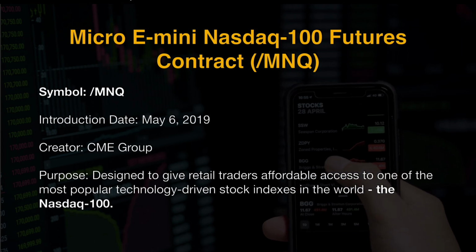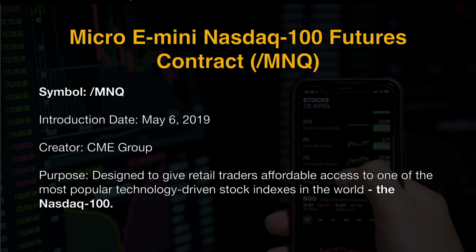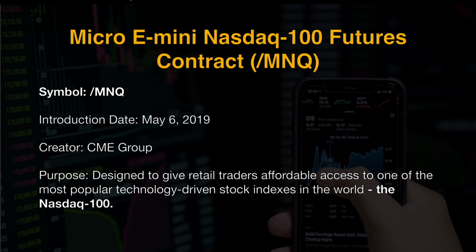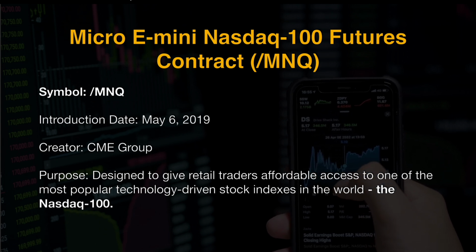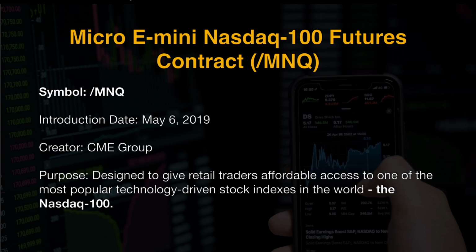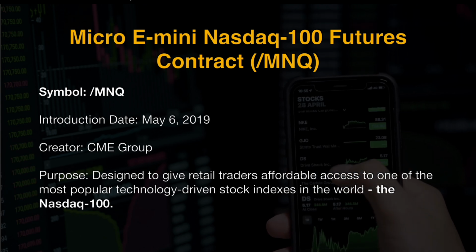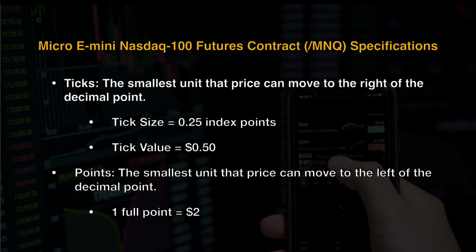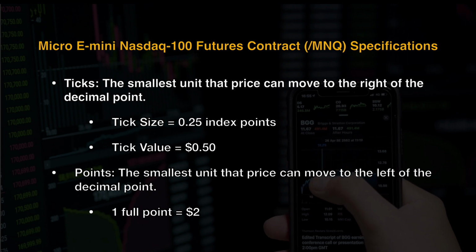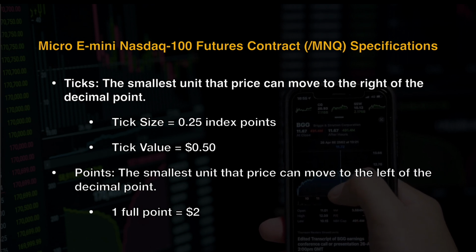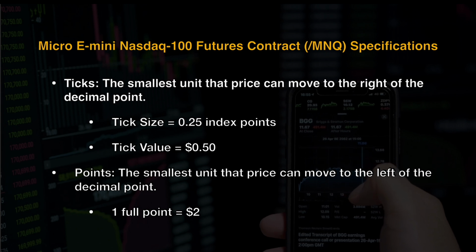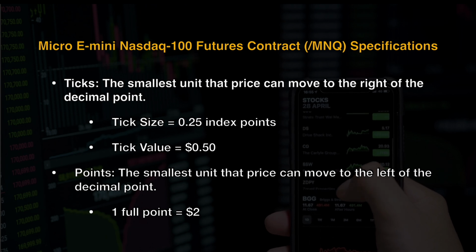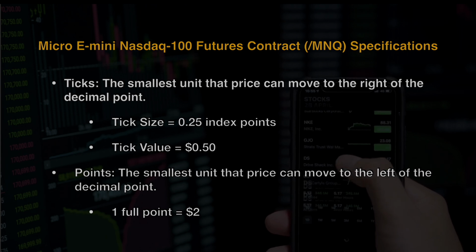The Micro E-mini Nasdaq-100 Futures contract /MNQ was introduced on May 6, 2019 by the CME Group, and it was designed to give retail traders affordable access to one of the most popular technology-driven stock indices in the world, the Nasdaq-100. The tick size for /MNQ is equal to 0.25 with a tick value equaling 50 cents. This means that there are 4 ticks to 1 point, and if we multiply 4 times 50 cents, we get a 1 full point value equaling $2. So that is the contract multiplier.